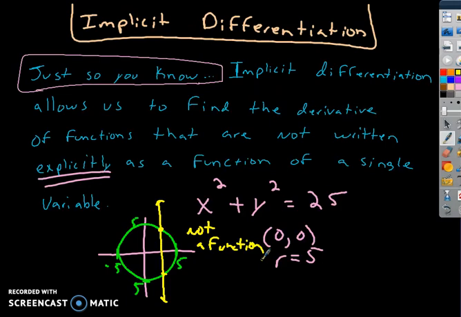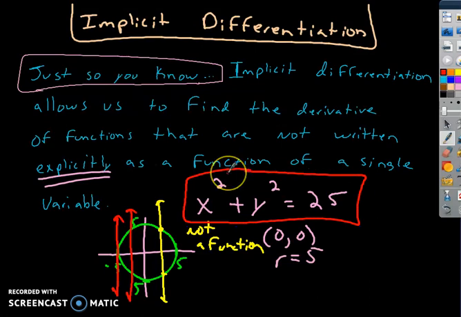Now, there are some places I can place a vertical line that touches in one place. That would be like right here. But everywhere else, it would fail the vertical line test. Because of that, we can still find the derivative of it using implicit differentiation. So today we're going to talk about implicit differentiation, where we find the derivatives of equations like this. All right, so let's go.